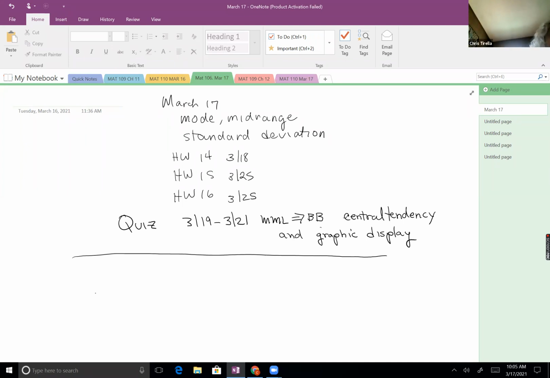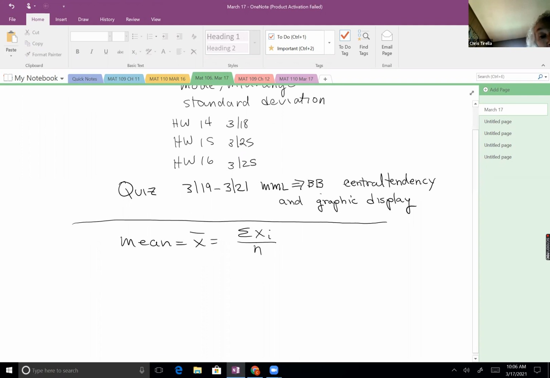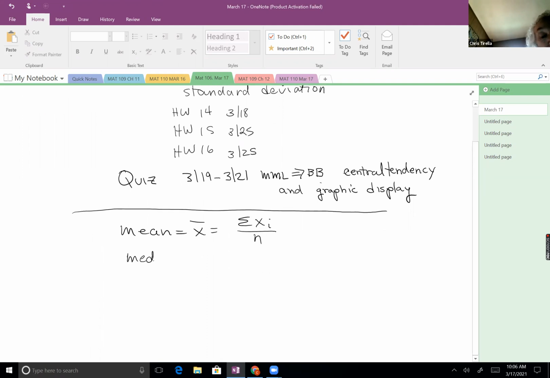We looked at the mean, which is the sum of the data values divided by the number of values. We looked at the median, which is the middle after you order the data. We had that formula for the position of the median, which is n plus 1 over 2. We did not talk about the mode.